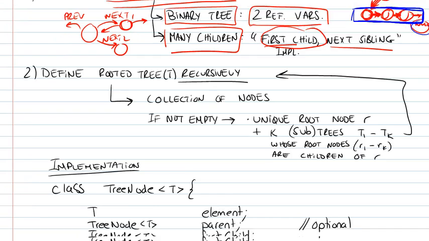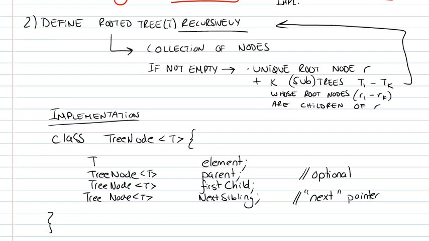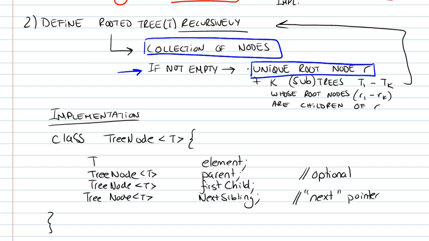And the second thing we're going to be looking at is we're going to define a tree recursively, a rooted tree. So the way we're going to do it is we're going to say that a rooted tree is a collection of nodes. That's obvious. And if it's not empty, then it will have one unique root node plus k subtrees. So if you look at it this way, you can carry on with the children nodes. It's a collection of nodes, and it has one unique root node, and it has a collection of subtrees.